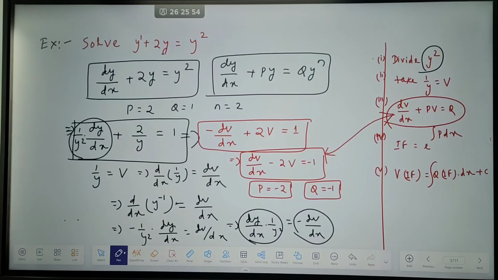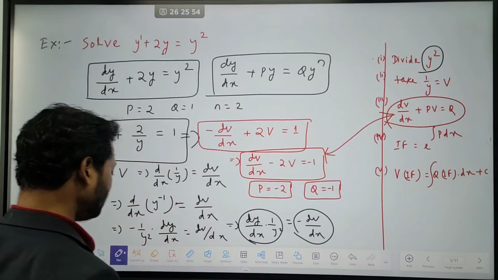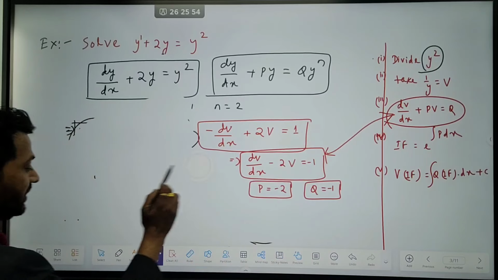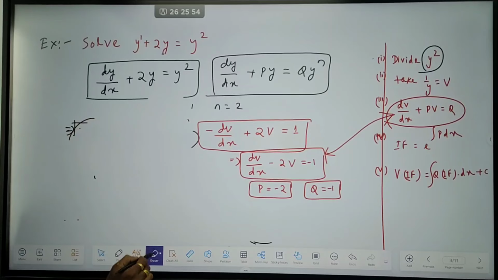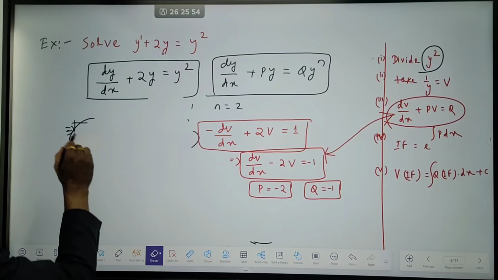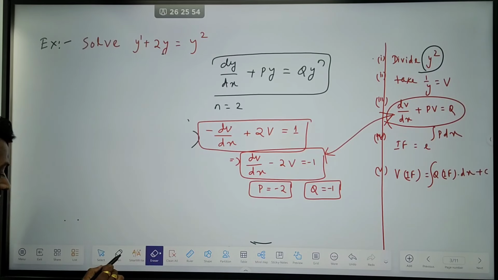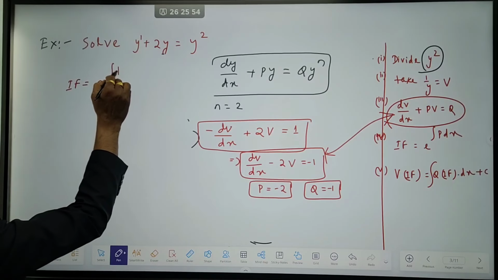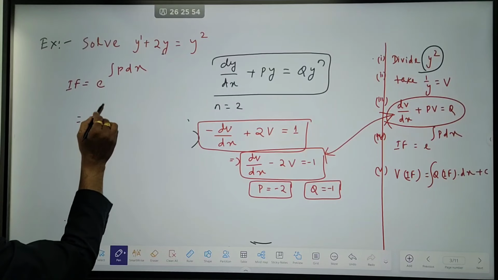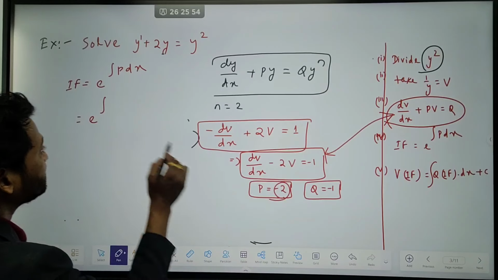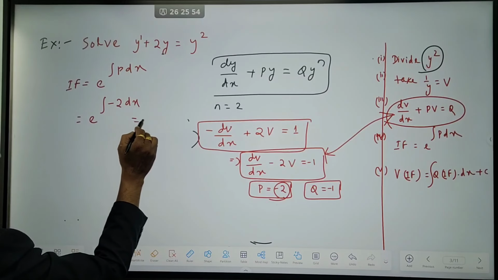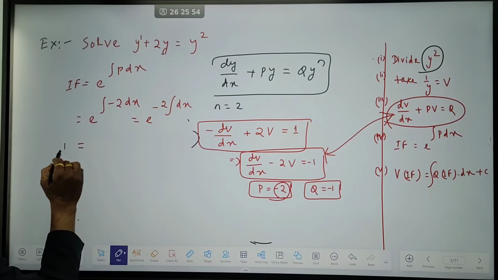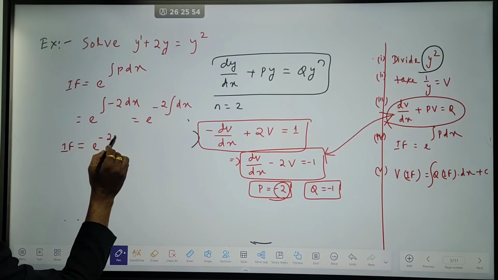ठीक है, so now the fourth point is we'll find out integrating factor. ओके, इंटीग्रेटिंग फैक्टर का फॉर्मूला क्या है, इंटीग्रेटिंग फैक्टर e टू द पावर इंटीग्रेशन ऑफ p dx. सो e टू द पावर इंटीग्रेशन p कितना है, देखो p इज -2, सो इट इज -2 dx, मतलब e टू द पावर -2 टेक कॉमन, इंटीग्रेशन ऑफ dx इज x, सो इंटीग्रेटिंग फैक्टर बिकम e टू द पावर -2x.